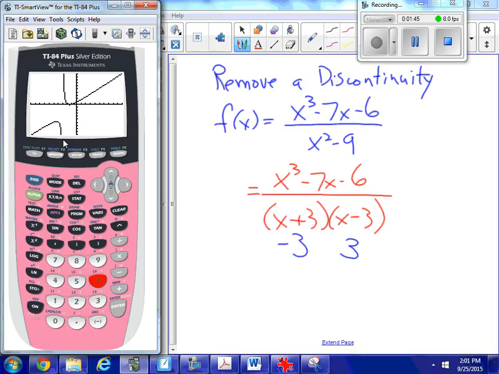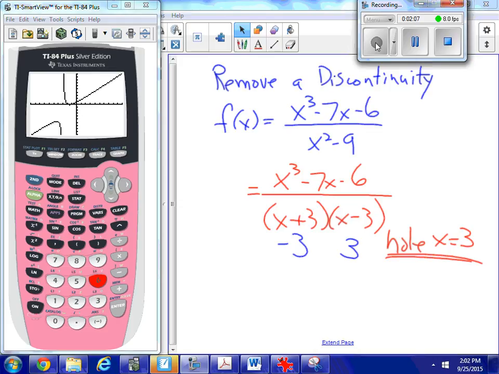Well, my graph over here at x equals +3, it doesn't look like there's anything there. I know there cannot be a point there. I know that it has to be a hole. There has to be a hole at x equals 3. That is going to be my point of discontinuity that I'm going to try and remove. I can't remove the point of discontinuity caused by the vertical asymptote. That is an infinite discontinuity. But a hole discontinuity, I can remove that.